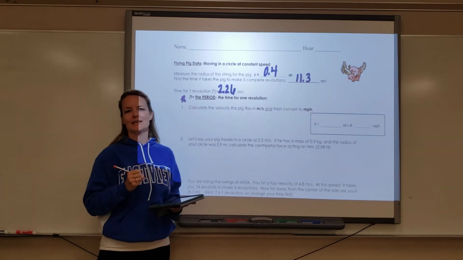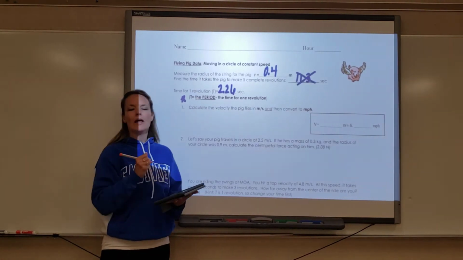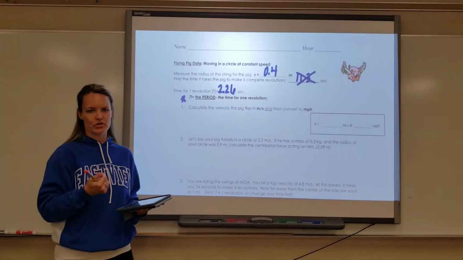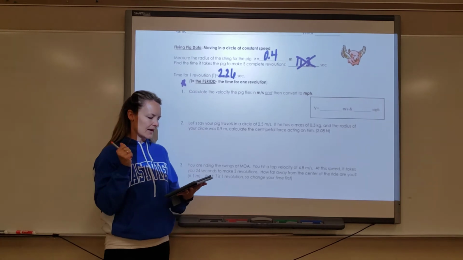This is the capital T, the period, the time it takes to make 1 revolution. I don't want the number for 5 revolutions. I do want the number for just 1 revolution. I just wanted to average it to make sure it wasn't bad data.